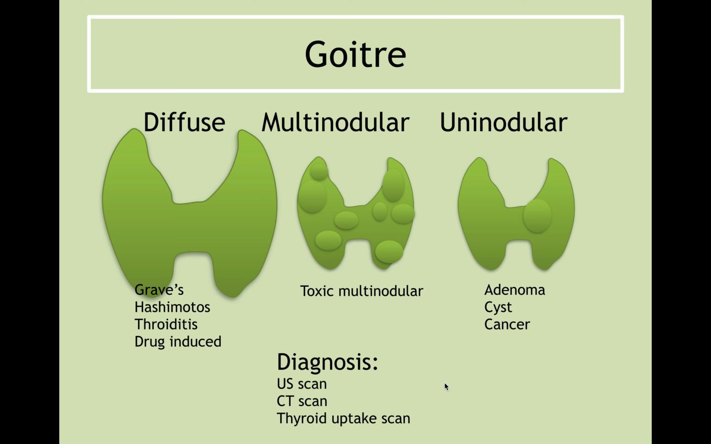If it's all over the thyroid, it'll be a diffuse one. If it's in multiple patches, it'll be multinodular goiter. If there's just one area of really high iodine uptake, that's the uninodular, often caused by a tumour, an adenoma, or a cyst.